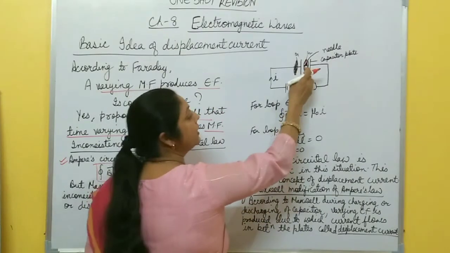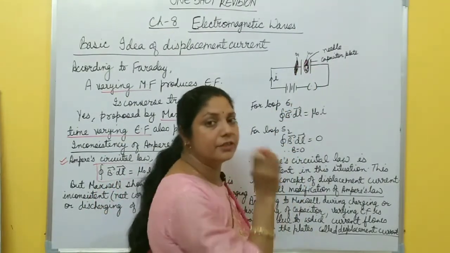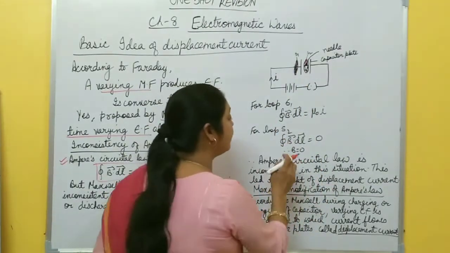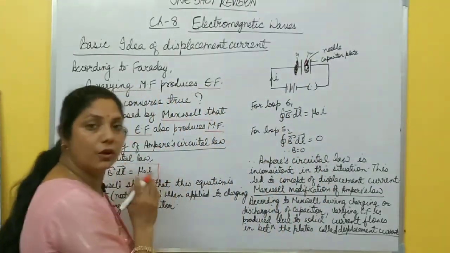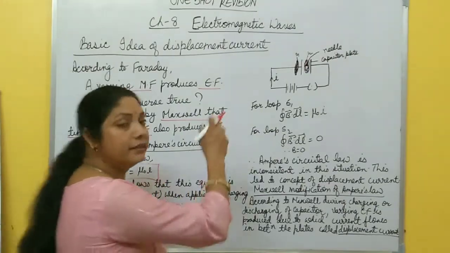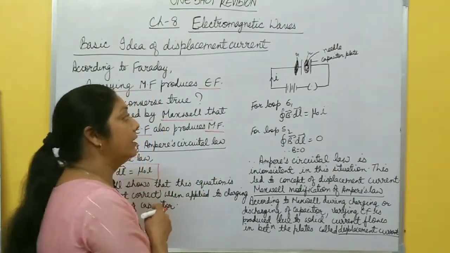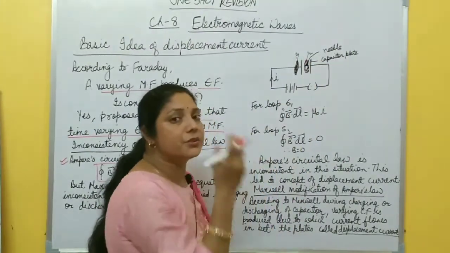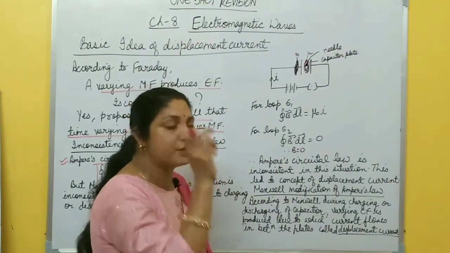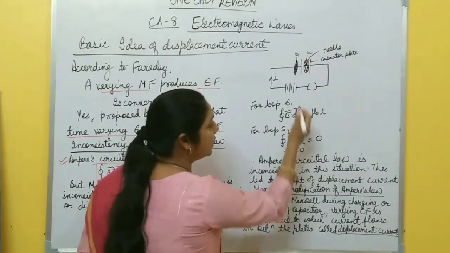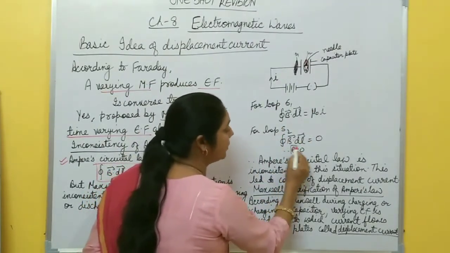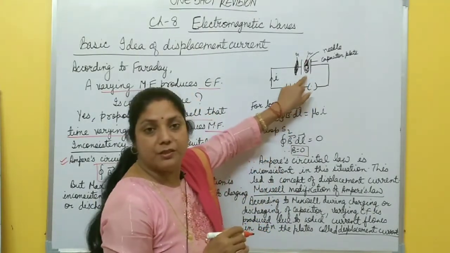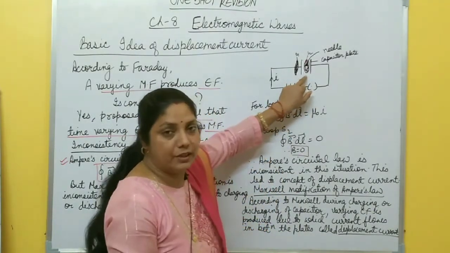But if you place one needle in between the plates, the needle shows some deflection. It means for this case, what happens? This Ampere Circuital Law is not true. It is inconsistent in this situation. Why? Because when you put one needle in between the plates, the needle shows some deflection. It means some magnetic field is present. But according to Ampere Circuital Law, in between the plates, magnetic field is 0. So, which magnetic field is present? From where does that magnetic field arise?